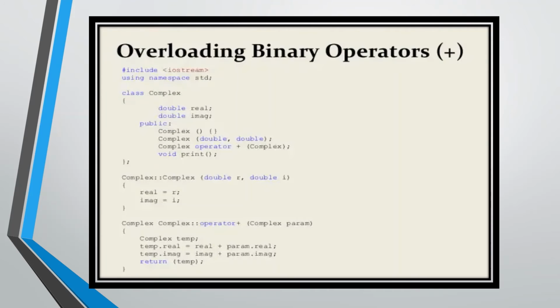Next, Complex scope resolution operator, operator keyword plus in brackets Complex param. This is the coding statement. Here I am going to define the operator function. So what is the syntax we have seen? That is a return type, name of the class, scope resolution operator, operator keyword, op, that is the function, and in brackets the argument list. So in this statement Complex is a return type, that is whatever value we are going to return from this function, it is in the form of Complex.